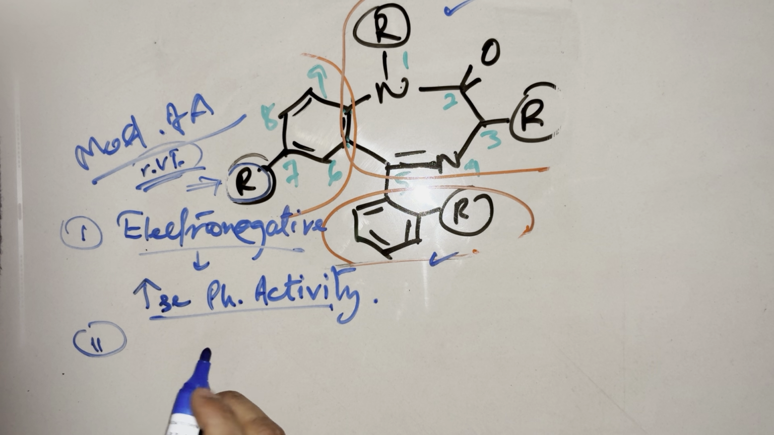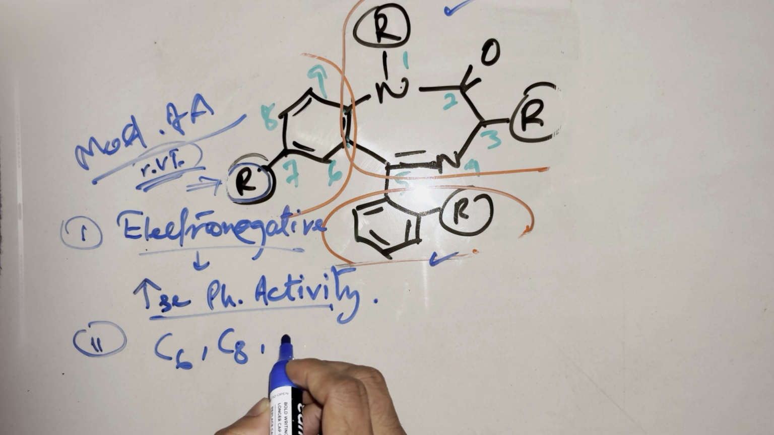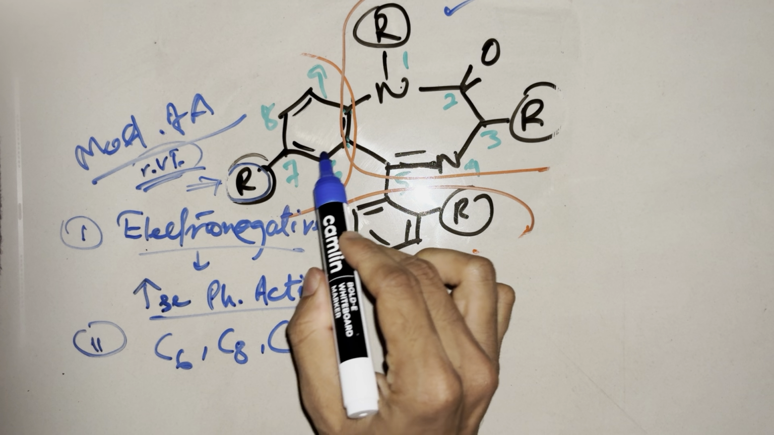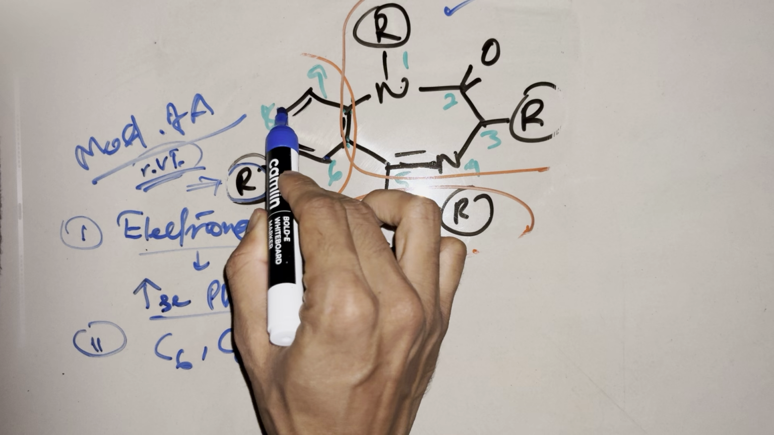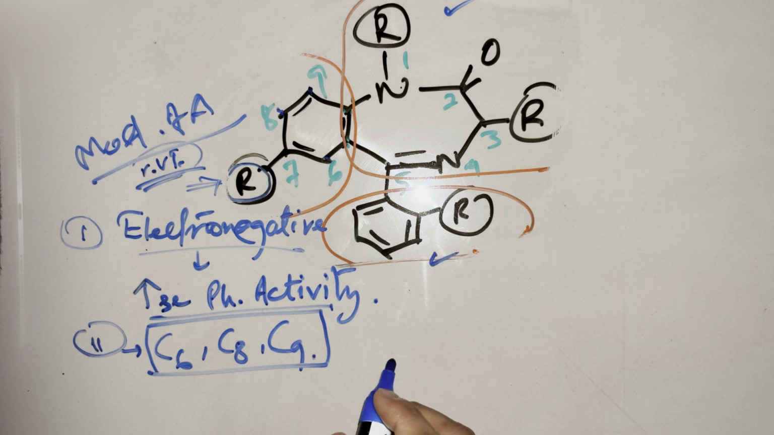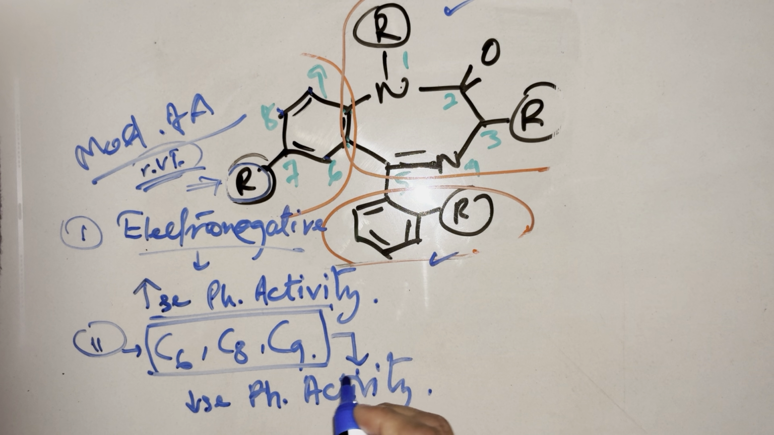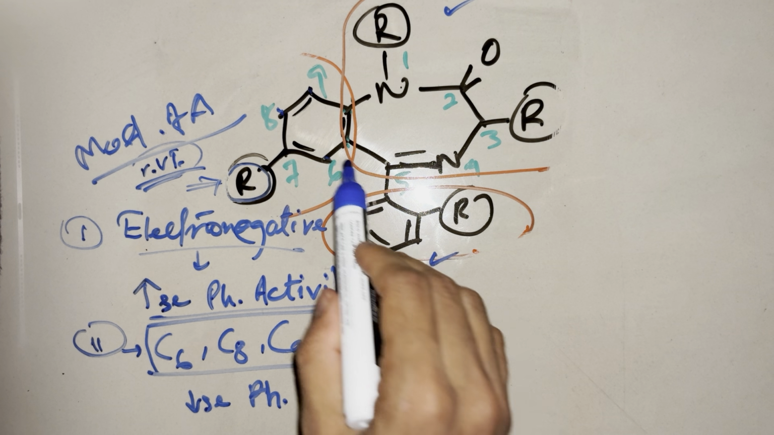Next, write point 2: if substituents are present at C6, C8 and C9, then it will lead to a decrease in pharmacological activity. Okay, this is the second point. Next we will move towards ring B, the modification in ring B.